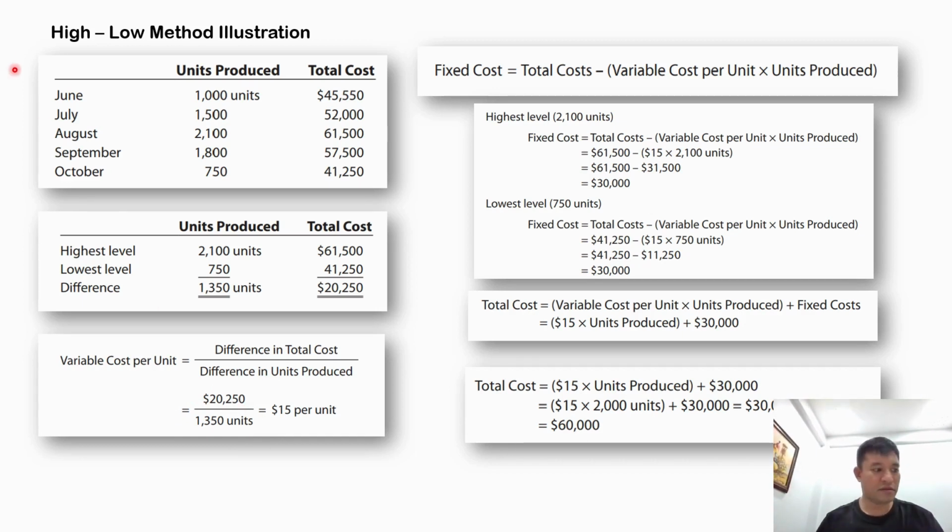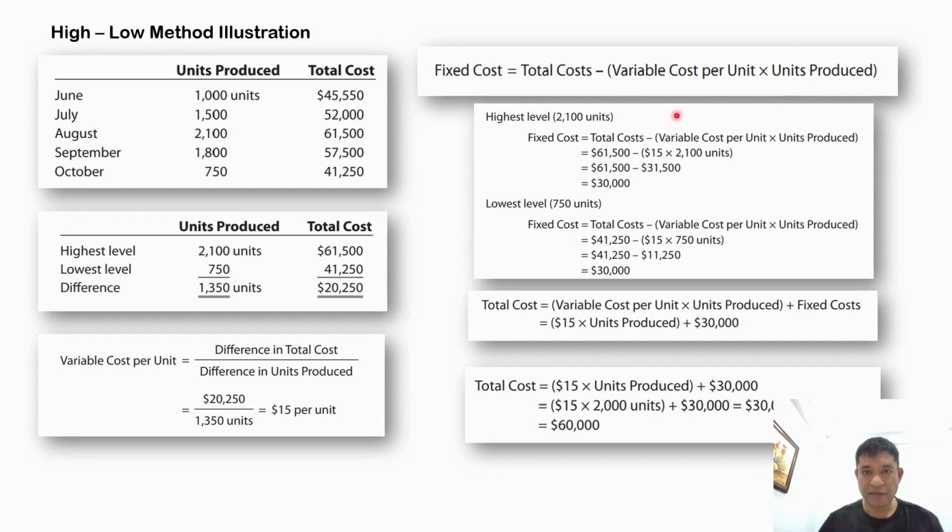The fixed cost is estimated by subtracting the total variable costs from the total costs for the units produced. So this is the formula. Fixed cost is equal to total costs minus the quantity of variable cost per unit times the units produced. So the fixed cost is the same at the highest and the lowest levels of production, as follows.